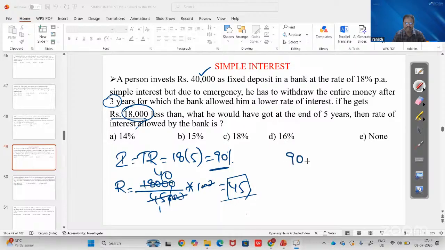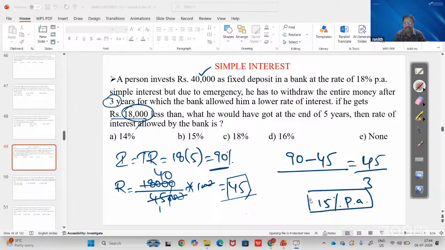Then finally, how much interest we are getting for 3 years: 90 minus 45 equal to 45. Then number of years equal to 3. 45 by 3 equal to 15 percentage per annum. So the total rate of interest the bank is giving for 3 years is 15 percentage per annum.